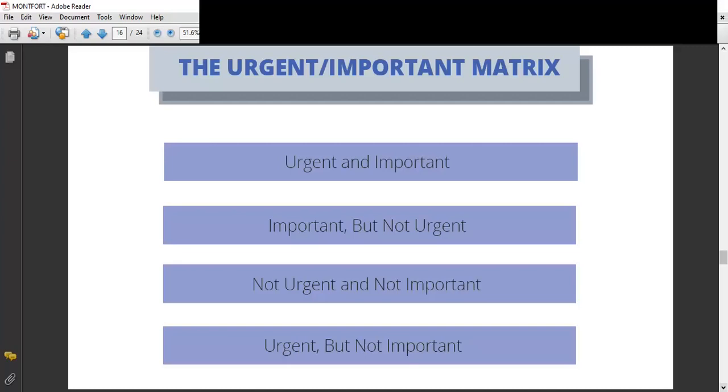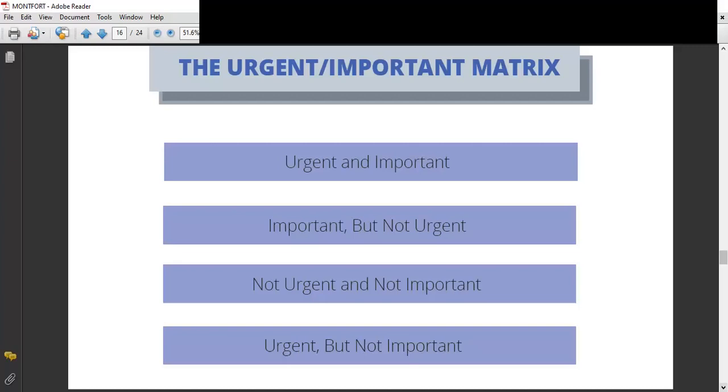Secondly, it is important but not urgent. Suppose I have to do paper correction, but I can do it next week also. It is important because I have to do paper correction. I cannot leave that thing. It is important for me, but it's not urgent right now. I can leave it for later, I can start after 2-3 days also.